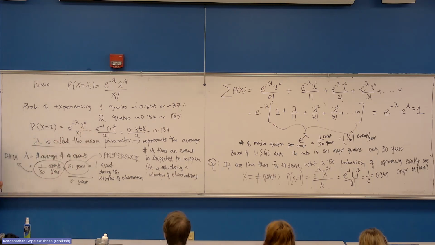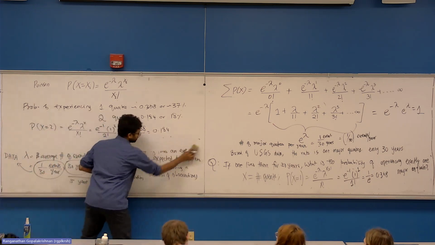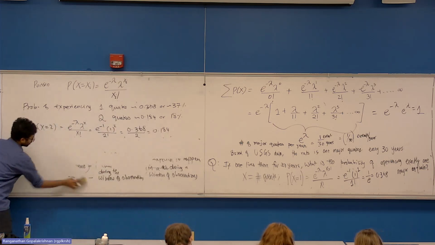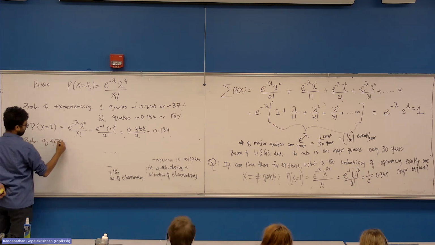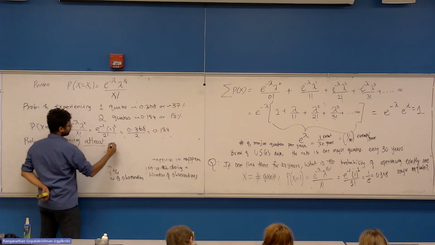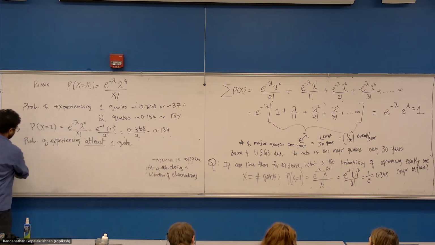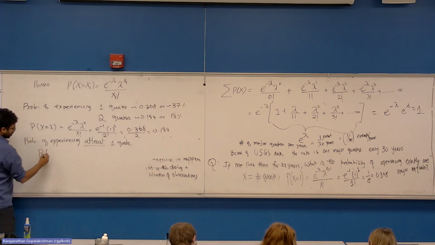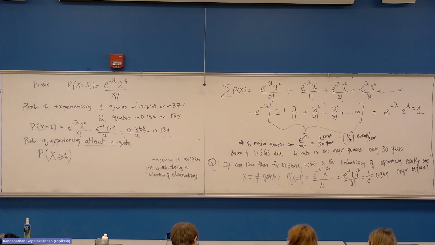Now answer this question for me. What is the chance that you will experience at least one quake? Is it the same as this? If I rewrite the question, it is the probability of experiencing at least, it's a very important word, at least one quake. What is that? It's like saying the probability of X taking at least one, which means it can take 2, 3, 4, 5, and so on.